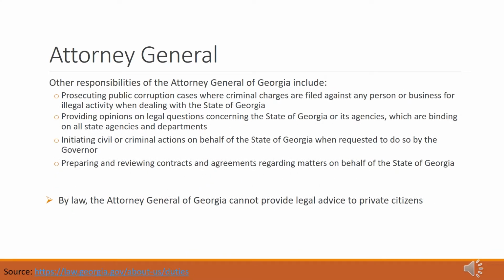Other responsibilities of the Attorney General of Georgia include prosecuting public corruption cases where criminal charges are filed against any person or business for illegal activity when dealing with the state of Georgia, providing opinions on legal questions concerning the state of Georgia or its agencies, which are binding on all state agencies and departments, initiating civil or criminal actions on behalf of the state of Georgia when requested to do so by the governor, and preparing and reviewing contracts and agreements regarding matters on behalf of the state of Georgia. By law, the Attorney General of Georgia cannot provide legal advice to private citizens.